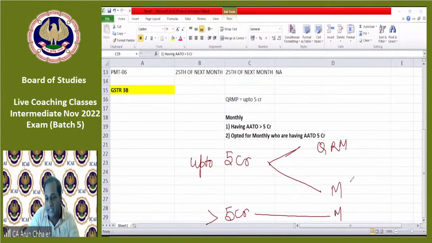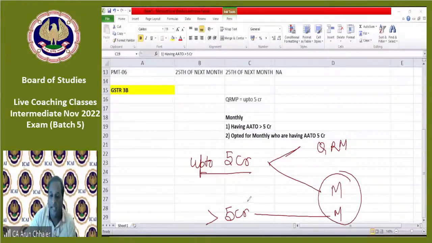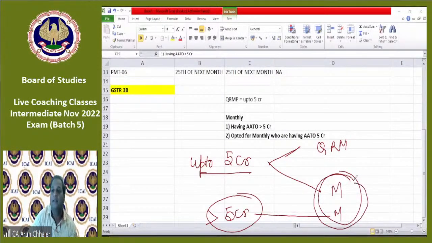So it means in case of monthly, the registered person may have aggregate turnover up to 5 crore but opted for monthly, or aggregate turnover is more than 5 crore. Please remember always, if one has opted monthly, then the due date would always be the same. For GSTR1, it is the 13th. And for GSTR3B, it is the 20th. So at that point of time, it is immaterial what the aggregate turnover is.